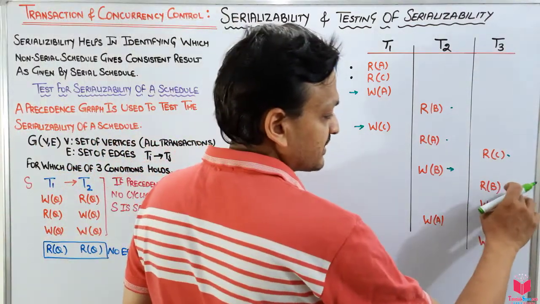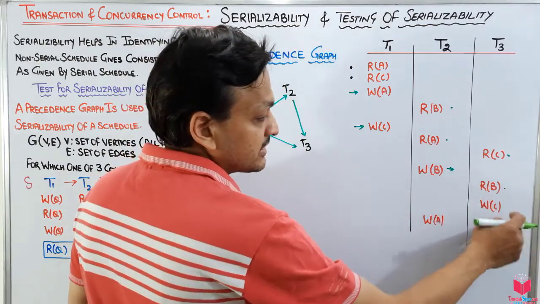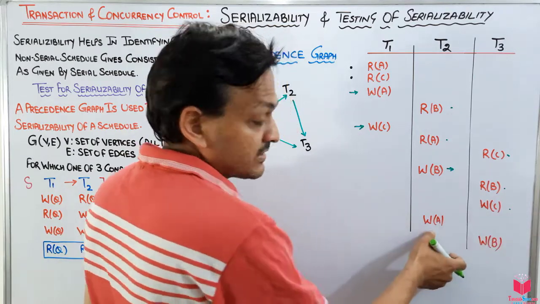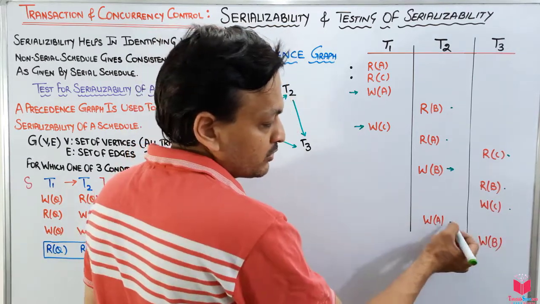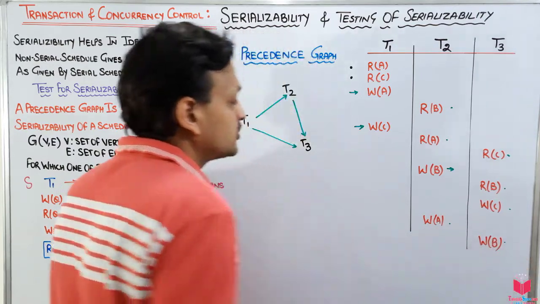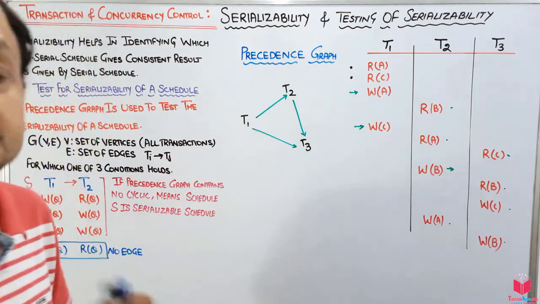Now the turn of this one comes, read B. Is there a B variable? No. So just leave it. Write on C. Is there a C variable? No. So leave it. Write on A. Is there an A variable? No. Leave it. Write on B. Is there any B variable? No. So leave it. So finally I get the precedence graph from all these transactions of the non-serial schedule.